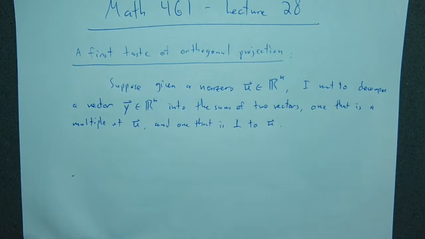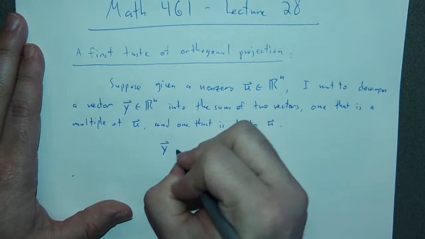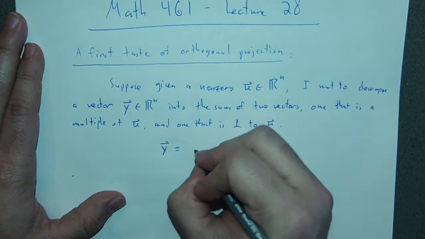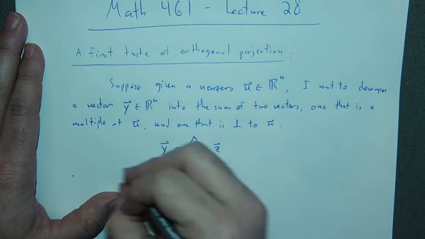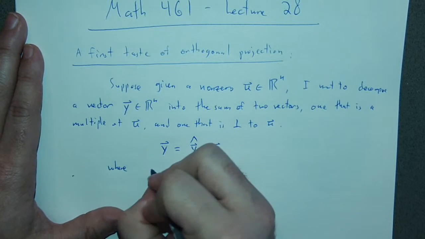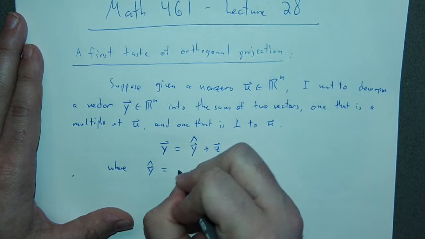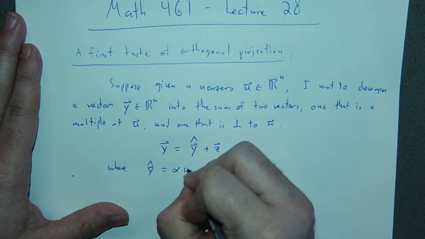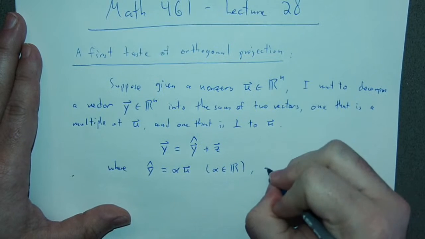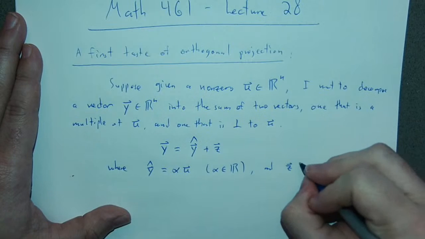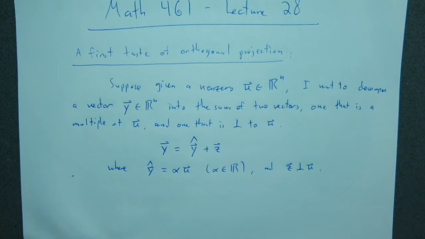All right. So really what I'm asking is to be able to write y as y hat plus z, where y hat is some constant alpha times u. So alpha is just some scalar. And z is perpendicular to u. All right. So this is what I want to do.